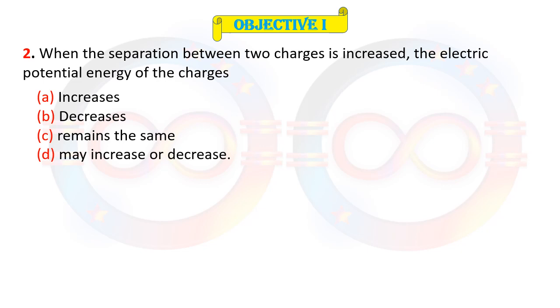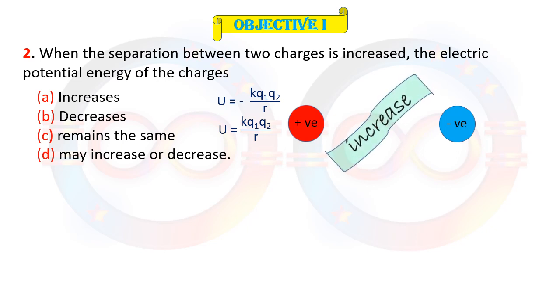Question number 2. When the separation between two charges is increased, the electric potential energy of the charges... Electric potential energy may increase or may decrease until the nature of the charges is specified. For example, take this positive and negative. If the distance between them increases, as per this formula, U is equal to k q1 q2 upon r. If you take q1 positive and q2 negative, U is equal to minus k q1 q2 upon r, and it is going to increase.